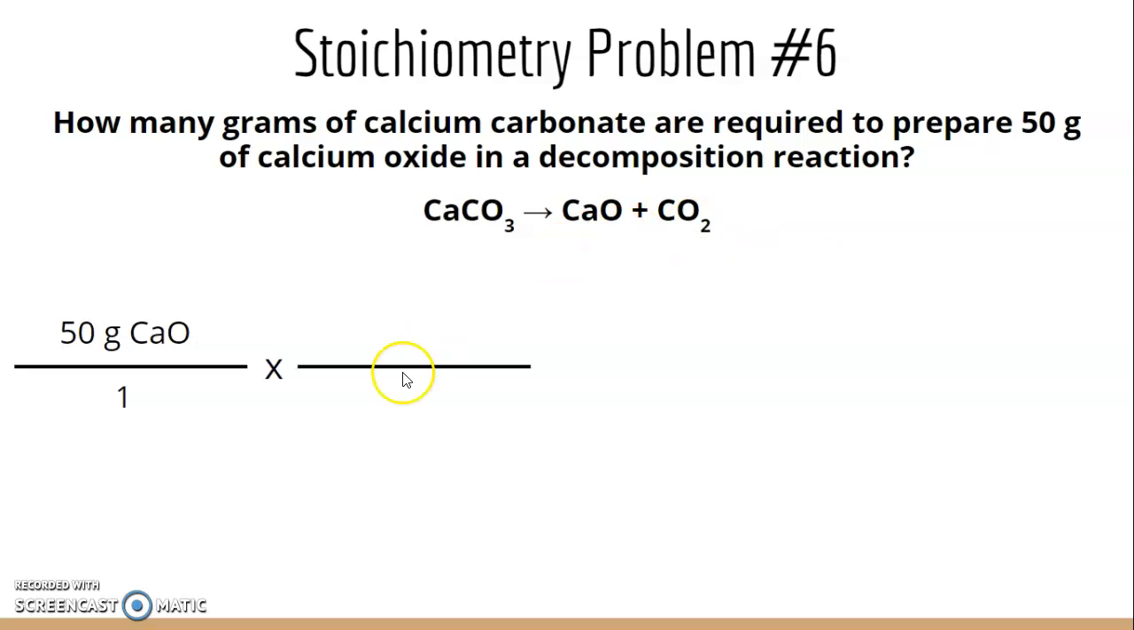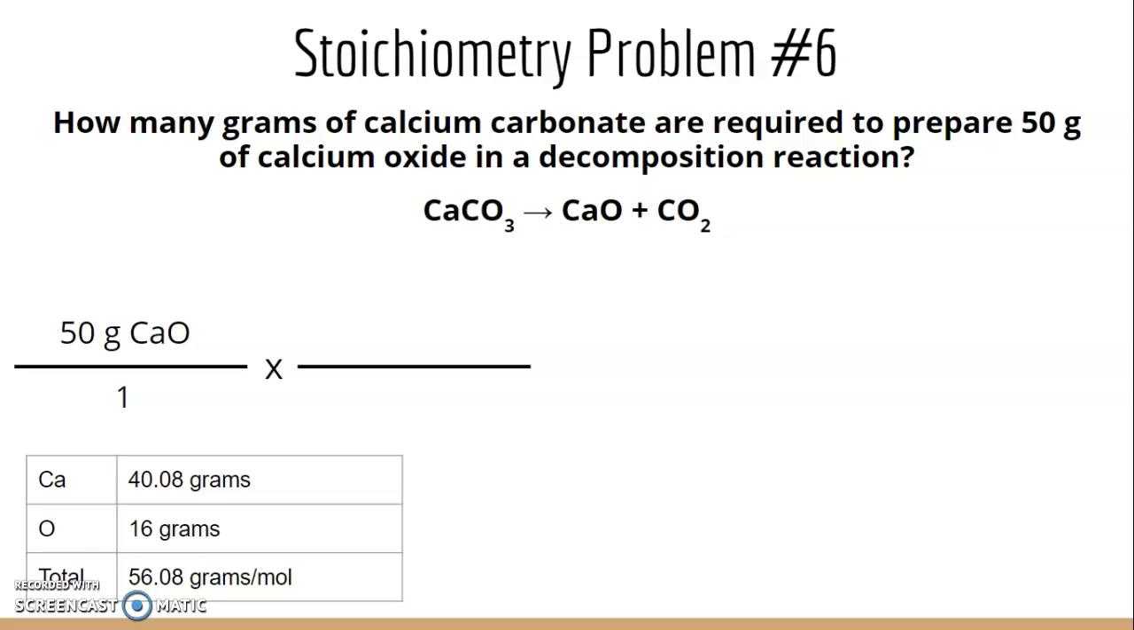So since we have grams of CaO up here, we're also going to have to put grams of CaO right here. Well, just like in our previous problem, if we have to put a grams value of something, that means we're going to have to determine the molar mass. So calcium has a molar mass of approximately 40.08 grams. Oxygen has a molar mass of 16 grams. So if we're going to add this together, we get a molar mass of 56.08 grams per mole. And that is the value we're going to put in our denominator.